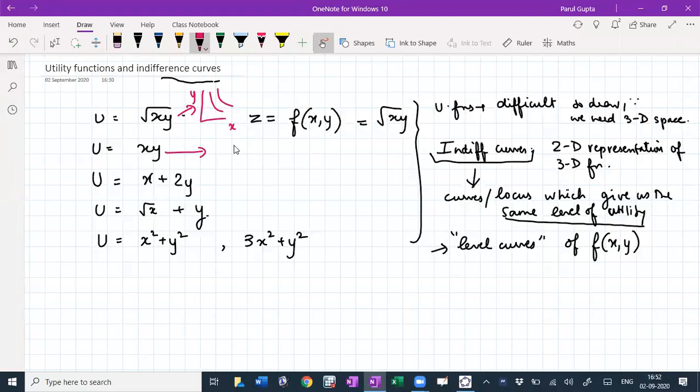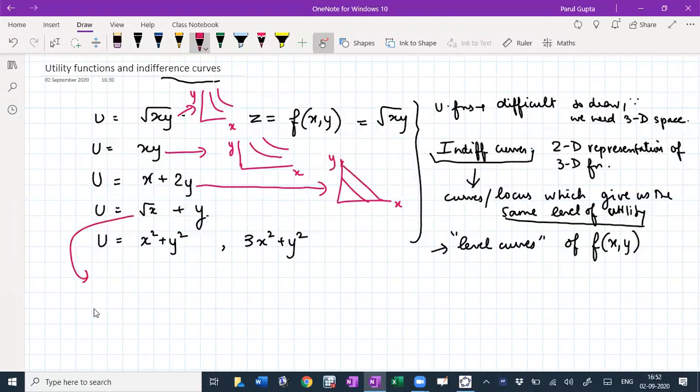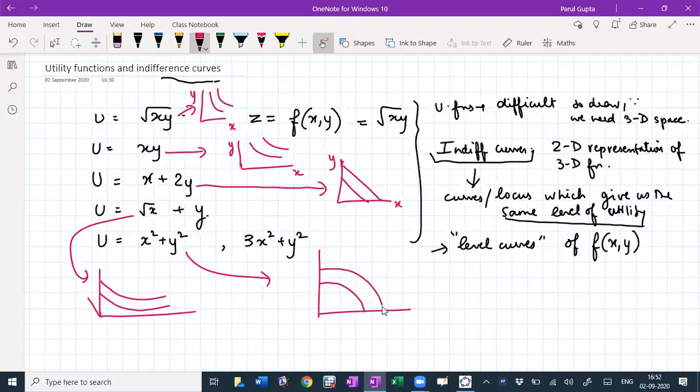I haven't shown this, but indifference curves of this function are also going to look like this. I'll show algebraically why that is true. Indifference curves of this linear function looked like straight lines, and this one also I didn't show. This is going to look like this. And this one we saw, it had a very different shape, perhaps something that we haven't seen so far. These looked like this. Now where is it that we are getting these shapes from?